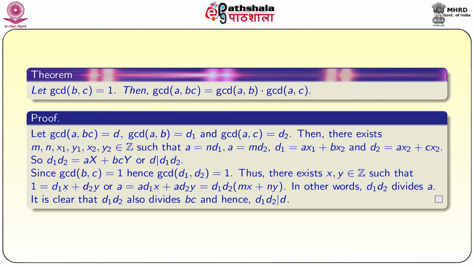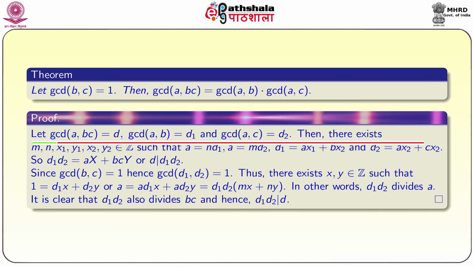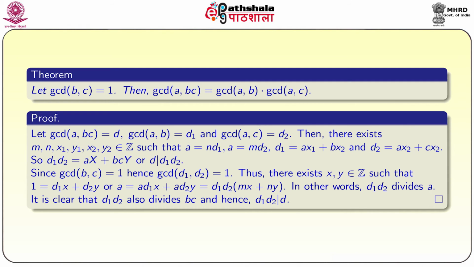Now, we will use Bézout's identity to prove different problems. First, we will prove this result: if GCD of B, C equal to 1, then GCD of A, BC is equal to GCD of A, B times GCD of A, C. So, the proof goes like this: we will assume that GCD of A, BC equal to D, GCD of A, B equal to D1, and GCD of A, C equal to D2. So, we need to show that D is equal to D1 times D2. In order to show this, what we will prove is D divides D1 D2 and D1 D2 divides D.